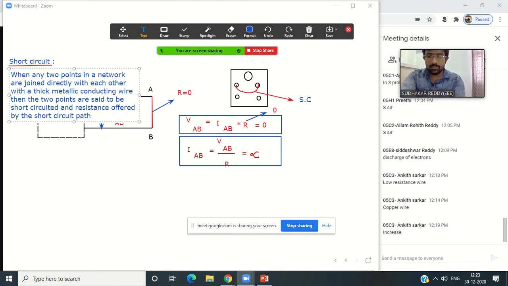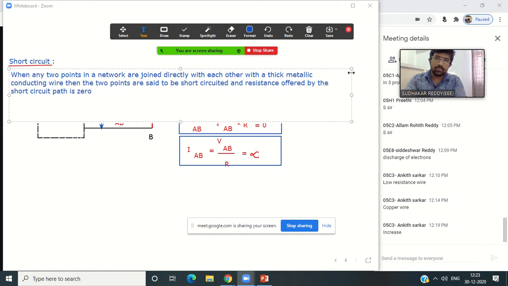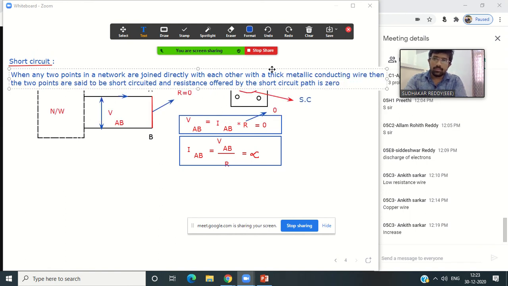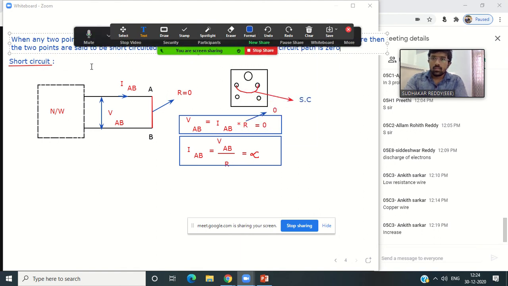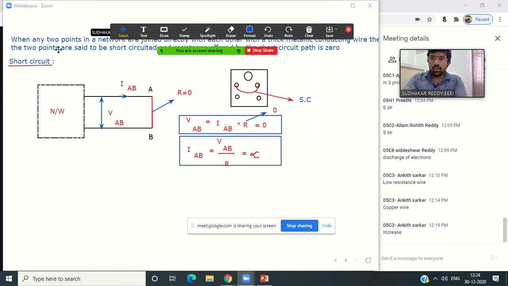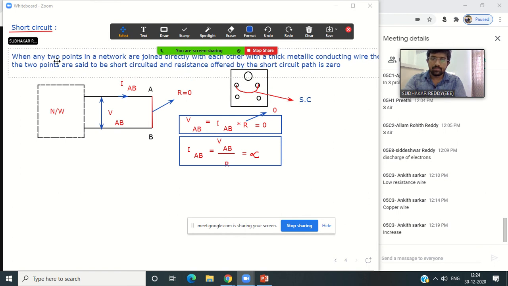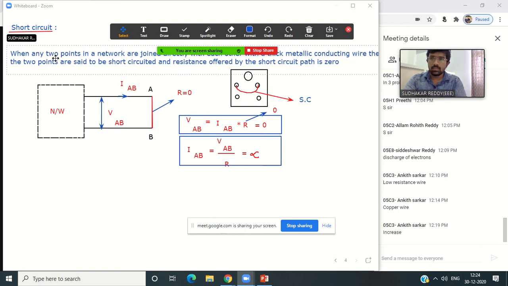This is how we can define a short circuit. So simply you can remember, when there occurs a short circuit, that leads to a large amount of current. Because of the large amount of current, that leads to a fire accident. Understood what is happening exactly when there occurs a short circuit? Yes.